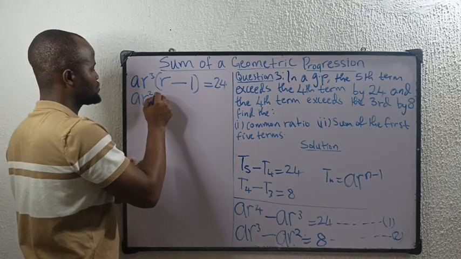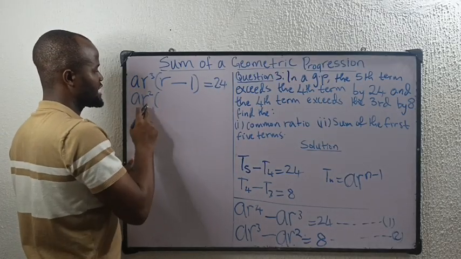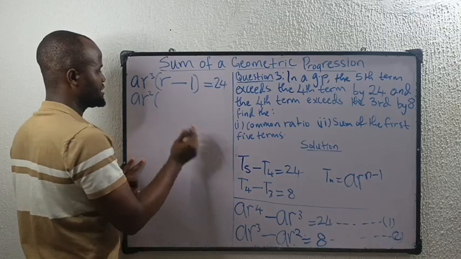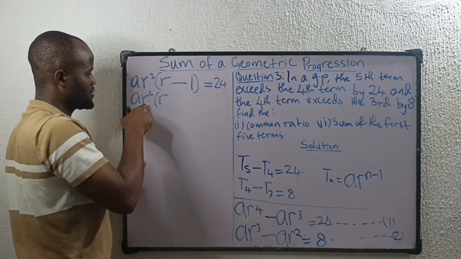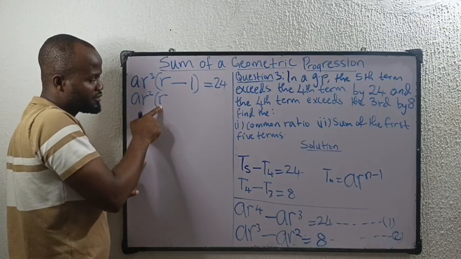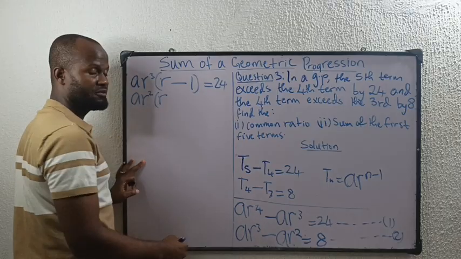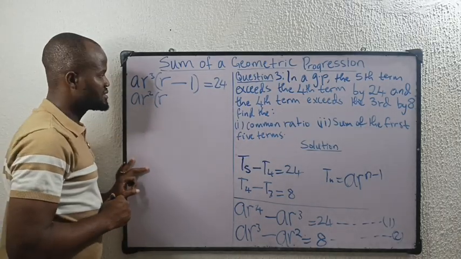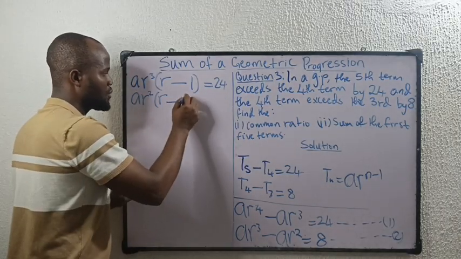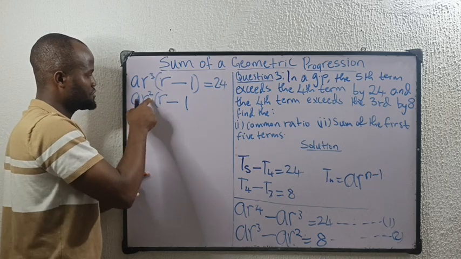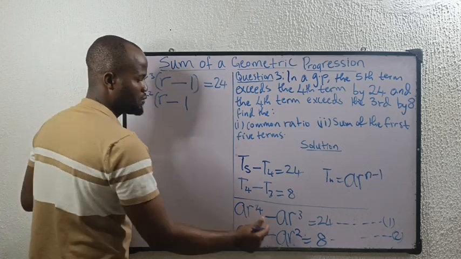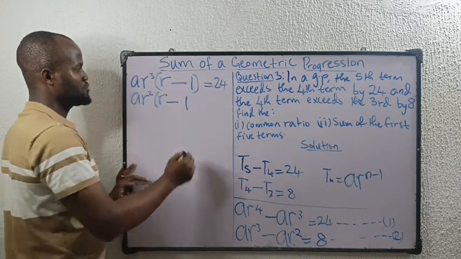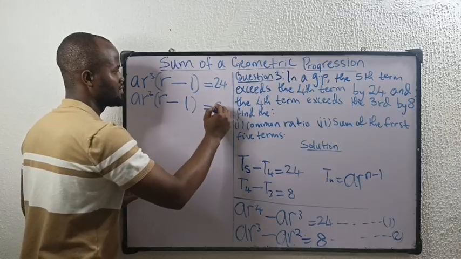AR raised to the power of 2, open a bracket, times what will give me AR raised to the power of 3 times R. Because R raised to the power of 2 times R will give me R raised to the power of 3. Remember laws of indices. Now minus 1, because AR raised to the power of 2 times 1 will give me AR raised to the power of 2. So I've successfully factorized this.